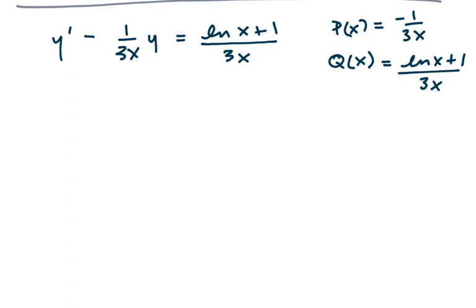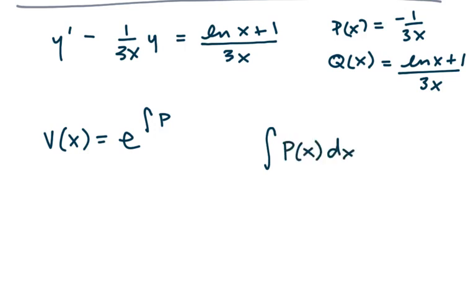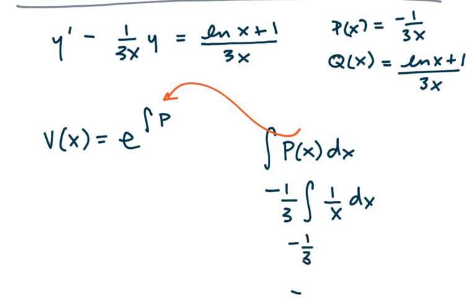My integrating factor is v of x. And remember, v of x is defined as e to the integral of p. So first thing I'm going to do is figure out what my integral of p of x is, because that's going to go up here into my exponent. So I'm dealing with negative 1/3 the integral of 1 over x dx, which is negative 1/3 natural log of the absolute value of x.